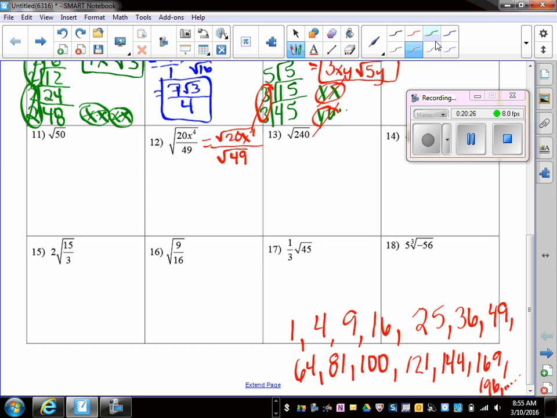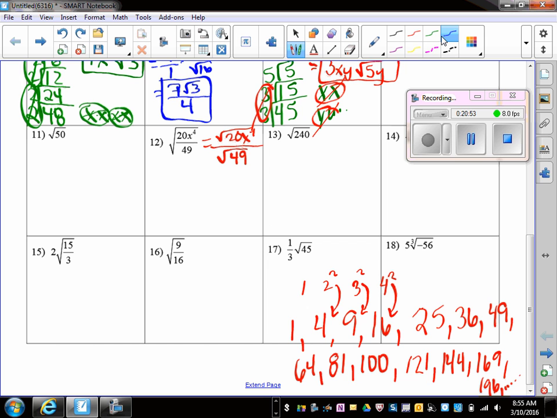So these are the numbers that if you see a square root of it, it's immediately a whole number. Square root of 1 is 1. Square root of 4 is 2. Square root of 9 is 3. Square root of 16 is 4, because 4 squared is 16. 3 squared is 9. 2 squared is 4. That's where it comes from. Square and square root are opposite operations. They're inverse operations. They undo it.